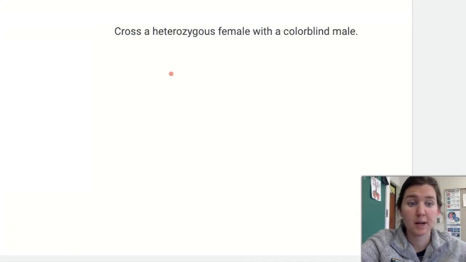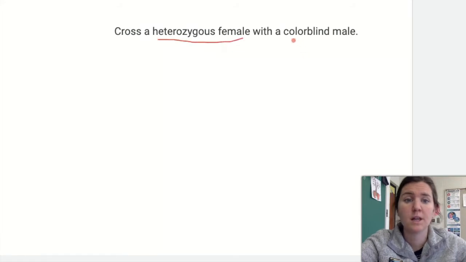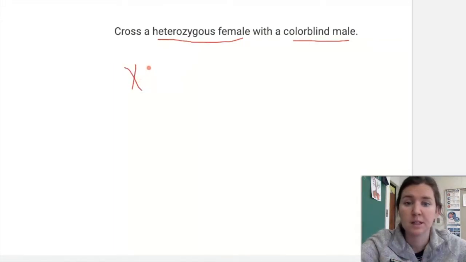Okay, so let's do a practice Punnett square. So here it says cross a heterozygous female with a colorblind male. So of course, we first want to write out their genotypes. So our female is going to be XX, and it tells us she's heterozygous. So remember, that means that her alleles are different. So one dominant, one recessive. Crossed with a colorblind male, so our male is XY, and he only has an allele on the X chromosome, and he's colorblind. So that means that it must be the recessive allele.